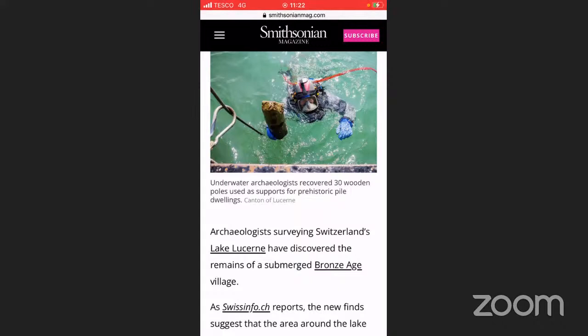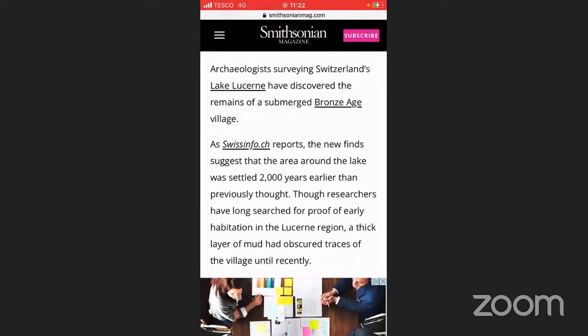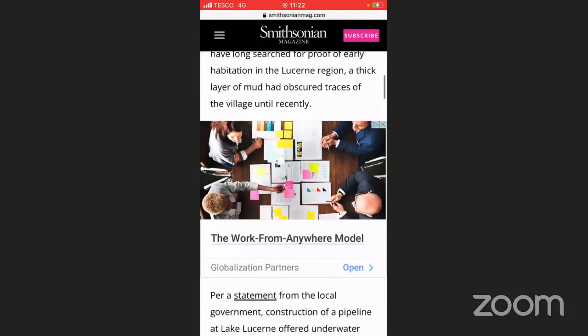Bronze Age, not as early as the ones that we're going to talk about, but a Bronze Age village. So we know when our Bronze Age is, about 4,000 years ago. In this one, I think it's saying 3,000 years. The new find suggests that the area around the lake was settled 2,000 years earlier than previously thought, because the evidence is within the lake that nobody's chosen to look before, which was part of land before then. Though researchers have long searched for proof of early habitation in the region, a thick layer of mud had obscured traces of the village until recently. Again, muddy lakes.